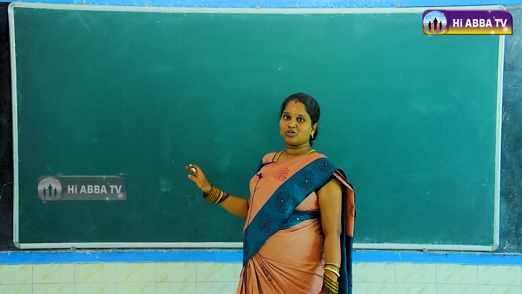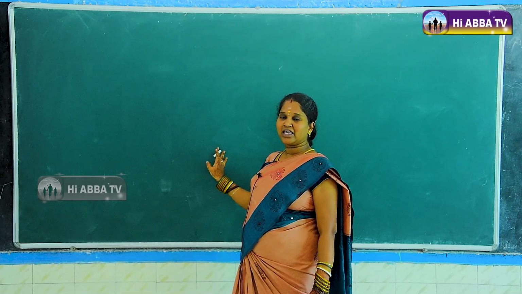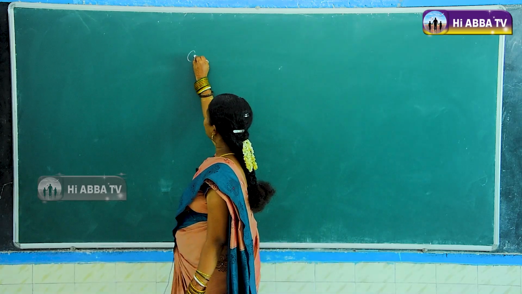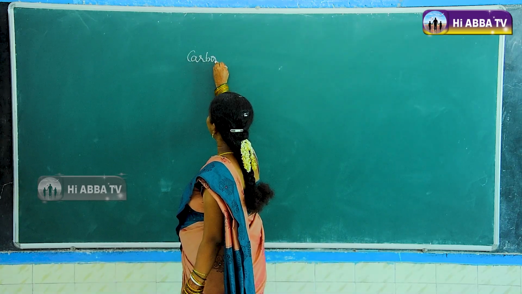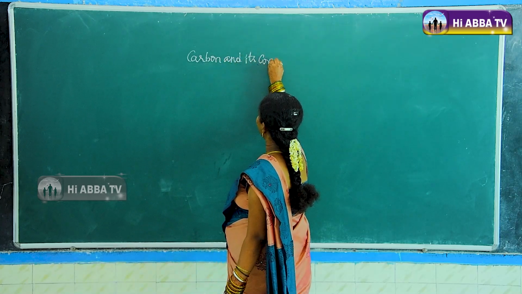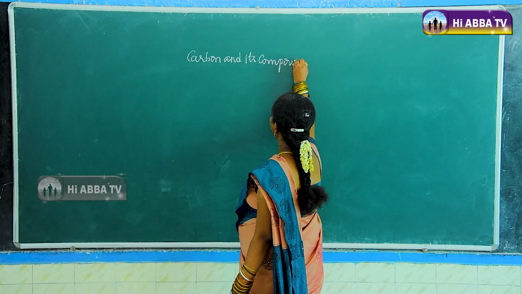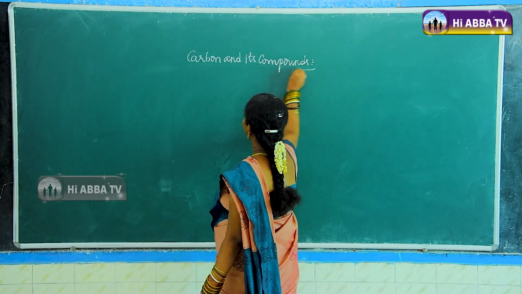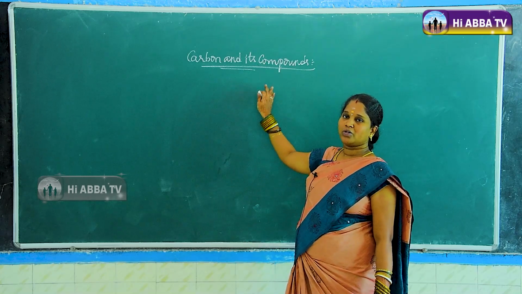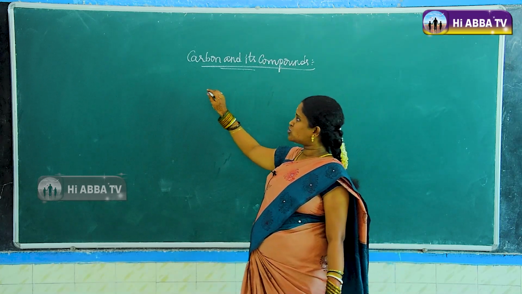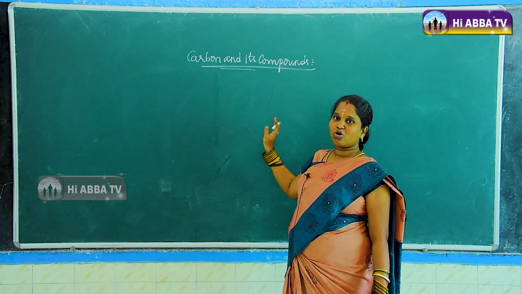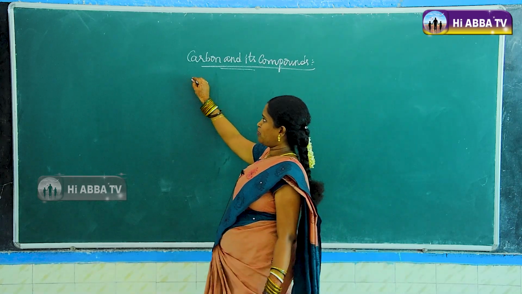This chapter, if you learn, you can expect many high weightage in this chapter. So the name of the chapter is carbon and its compounds, which is a very important chapter. More weightage you can expect. An important 5-mark question will also be coming in this chapter. So I'll give the overall chapter gist of carbon and its compounds.